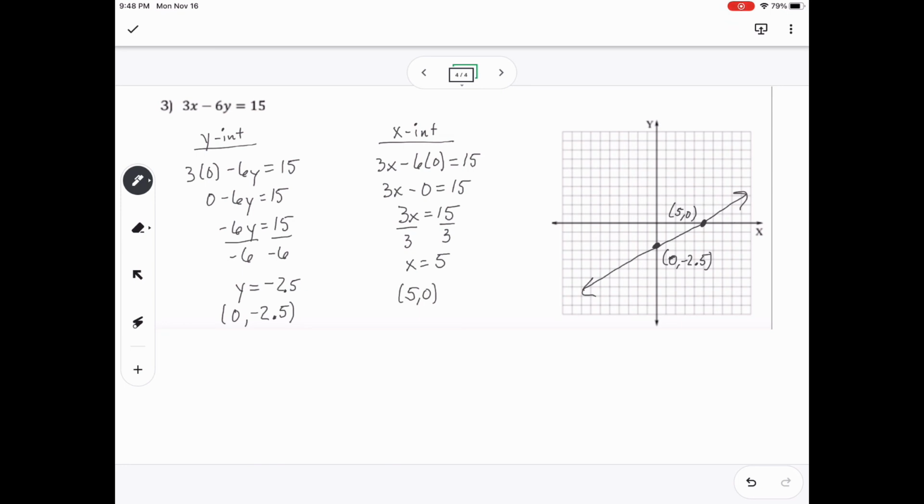Okay, so this is kind of how we would graph in standard form. Part 2 is going to be when you're given a y-intercept and the slope, and we'll talk about that in part 2.